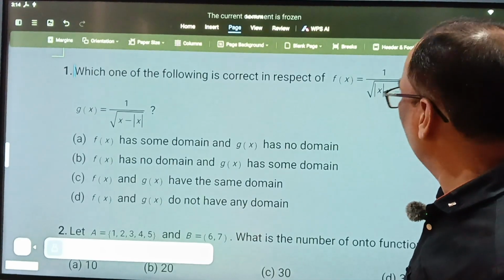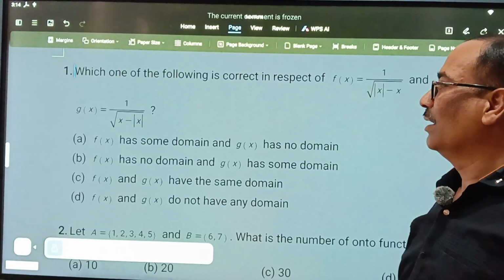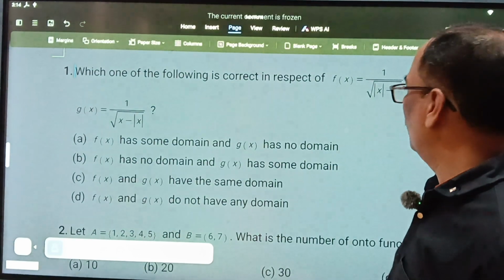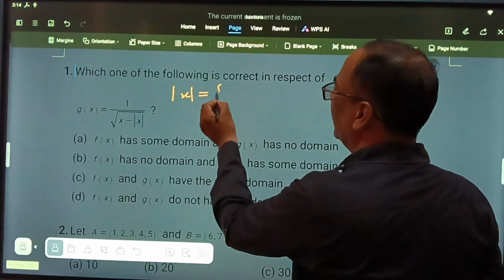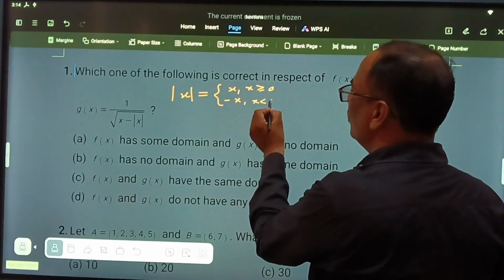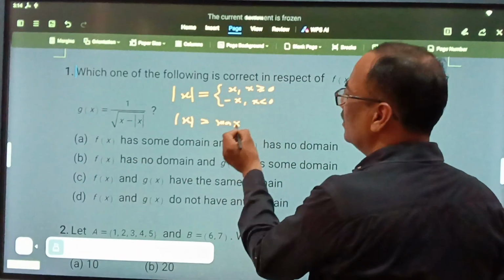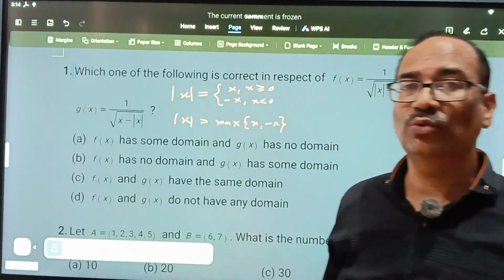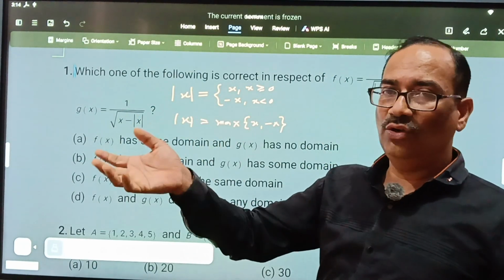So definitely we know very well, denominator sign is there, denominator never equal to 0, square root sign is there, square root is always positive, and mod x is given. And definitely the definition of mod x is what? It is equal to x when x is greater than or equal to 0, minus x when x is less than 0, and also modulus of x is given by maximum of x and minus x. That is, mod x is always greater than or equal to x and minus x. So x minus mod x may be 0 or negative.